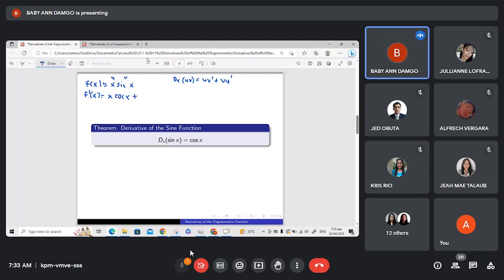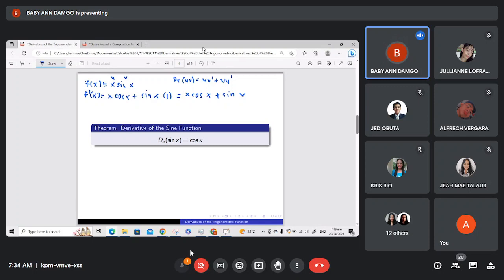plus sin x, derivative sa x which is 1. Okay, so this is equal to x cosine x plus sin x. Okay, nasabtan na class? Class?